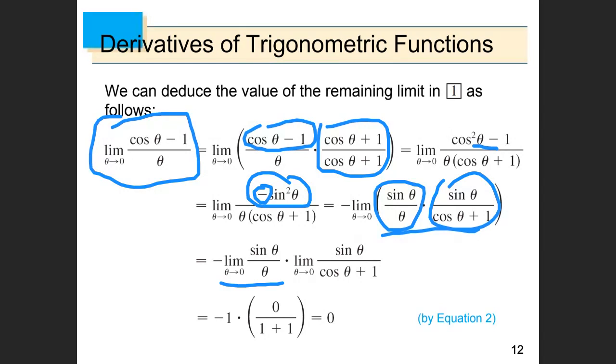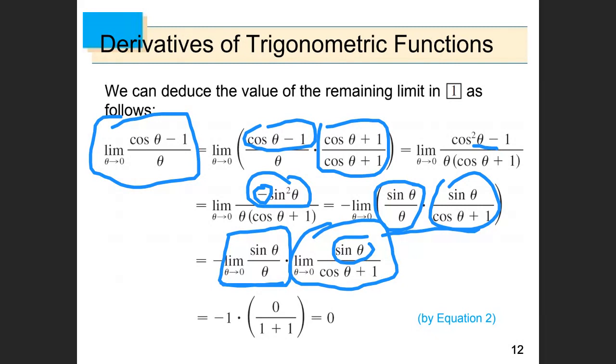Why do I want to do this? Because I've done the hard work of proving that that limit is equal to 1. So at least I try to manipulate my limit so that I can get an identity that I already know. All right. And all that is left is this other limit, which we can evaluate. What happens when theta tends to 0? Sine of 0 is 0. Cos of 0 is 1.